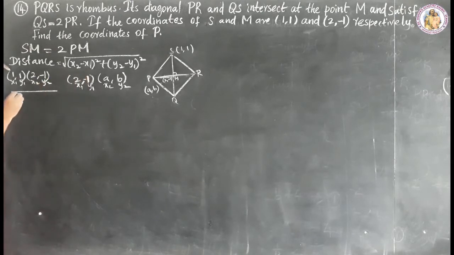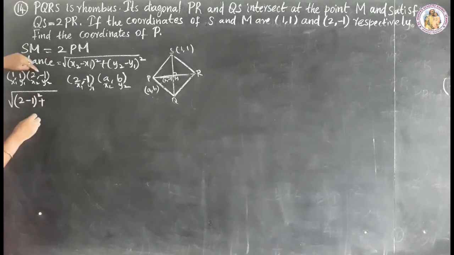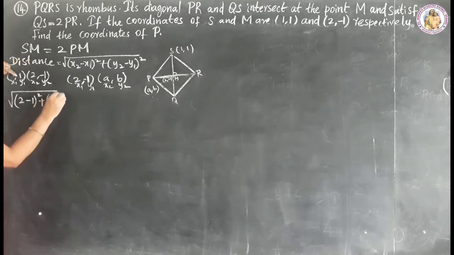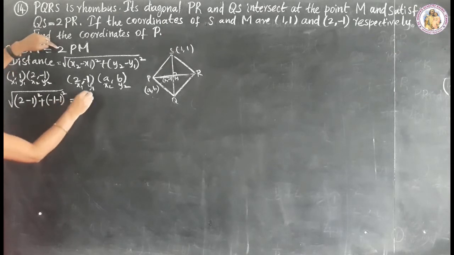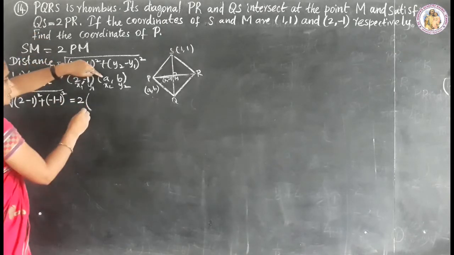Okay, now here x2 minus x1. x2 is 2 minus x1 is 1 whole square plus y2. y2 is minus 1 and y1 is 1. So minus 1 whole square is equal to 2 and here x2 minus x1.